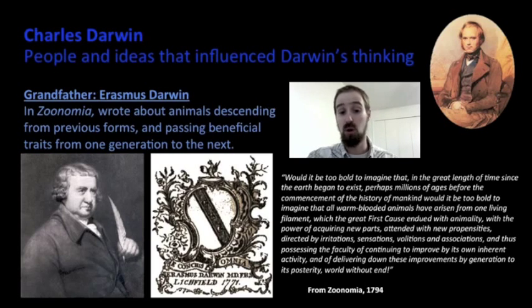Apparently it was not too bold an idea for Erasmus, or for his grandson Charles, to imagine. In fact, Erasmus liked the idea so much that he had the words e conchis omnia, which in Latin means all things from shells, emblazoned on his family crest.